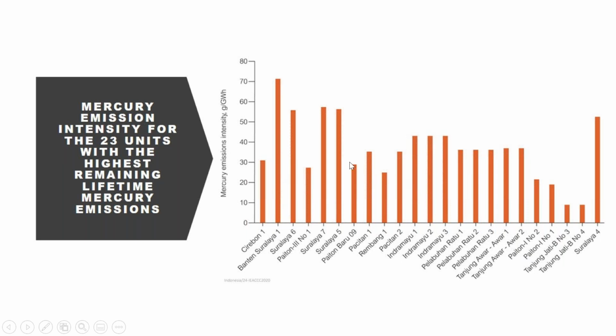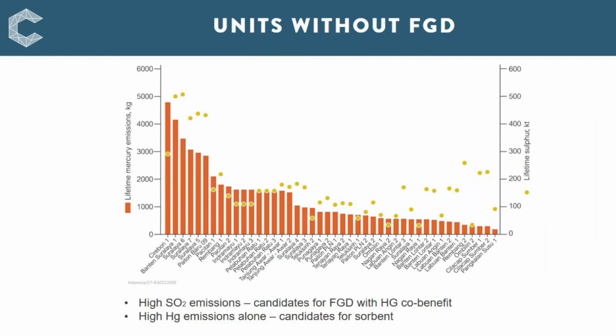They can look at how they could perhaps change the dispatch order of these plants, how they could reduce the age, how they could target those plants where they're going to achieve the most effective, cost-effective emission reduction. So this is the same information as before for our top 30 or so ranking plants over the remaining lifetime, with Cirebon at the top there.